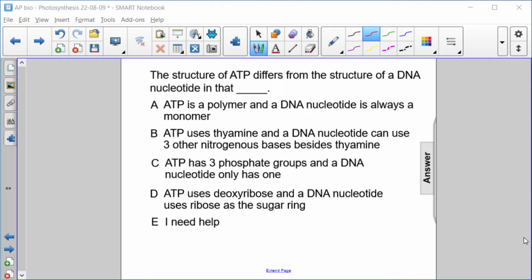The structure of ATP differs from the structure of a DNA nucleotide in that ATP is a polymer and a DNA nucleotide is always a monomer. ATP uses thymine, and a DNA nucleotide can use 3 other nitrogenous bases besides thymine. We know that's not true, right? DNA is A, T, C, and G.